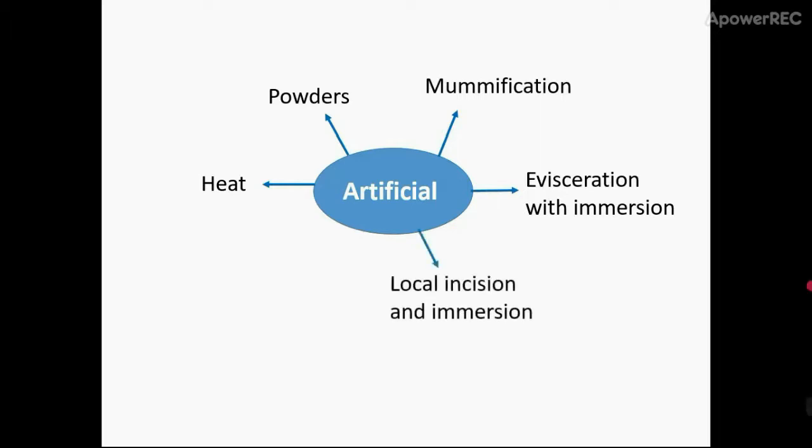Local incision and immersion. Insertion of preservative herbs into incisions previously made in the fleshy parts of the body and wrapping the body in tarred and wax sheets. Cold. Here, by a system of refrigeration, the body temperature is reduced for the prevention of bacterial activity. All these methods were previously used for preservation of dead bodies, but now in many hospitals and mortuaries, this cold or refrigeration system is used for the preservation of dead bodies.